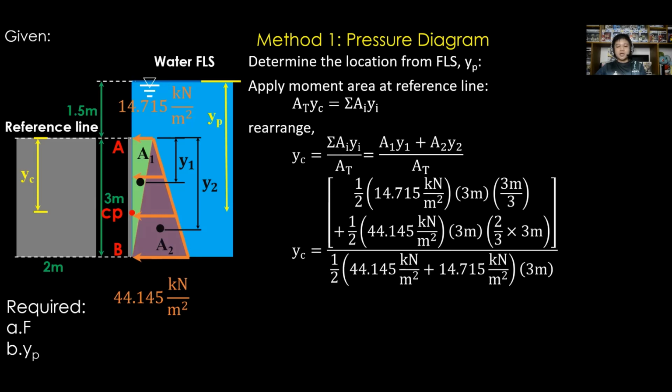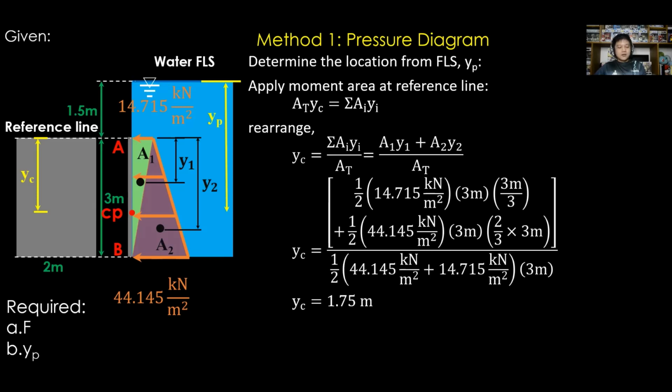the height of the triangle, 3 meters. And multiply with the lever arm. For the centroid, we have 2/3 of the total height, which is 3 meters. So this quantity will be divided by the total area. So we have 1/2 times 44.145, the base 1, plus 14.715, base 2, then multiplied by the height of the trapezoid, that is 3 meters. Therefore, y sub c is 1.75.